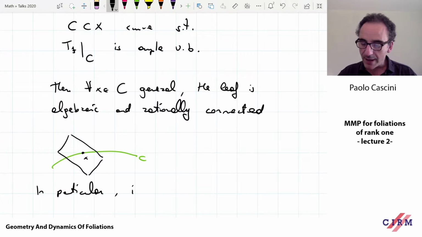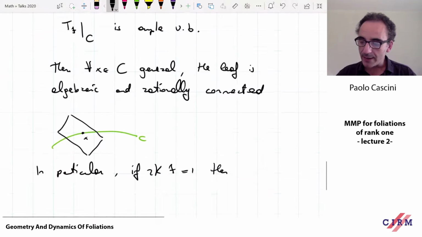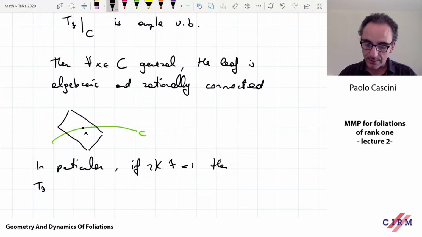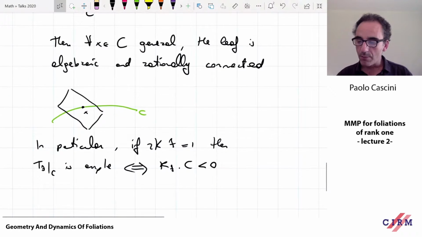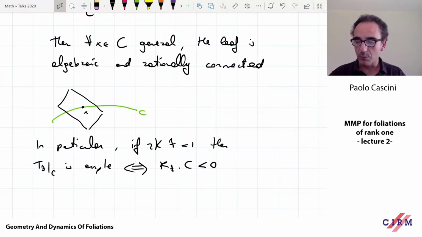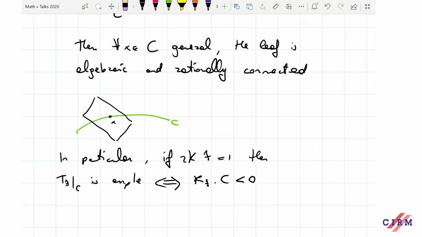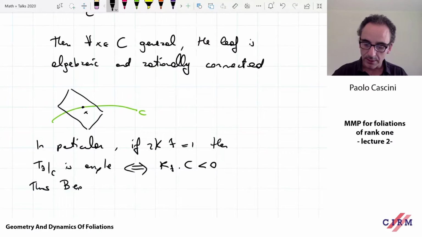So in particular, if the rank of F is equal to 1, then to say that F restricted to C is ample is exactly the same as saying that K_F times C is negative. And so somehow, at least in the smooth case, this reproduces the bend and break. The bend and break is a bit stronger, but this weak form, like we saw on Tuesday, holds.